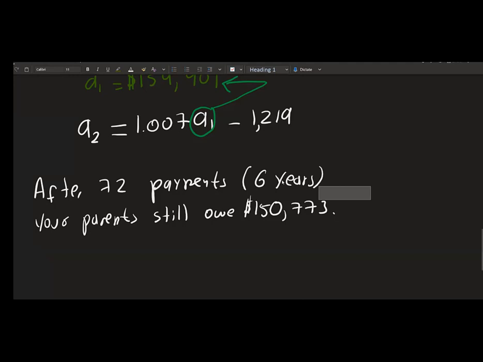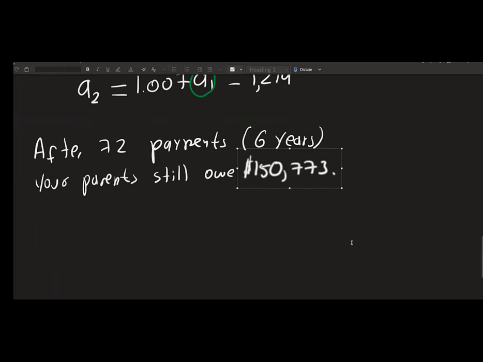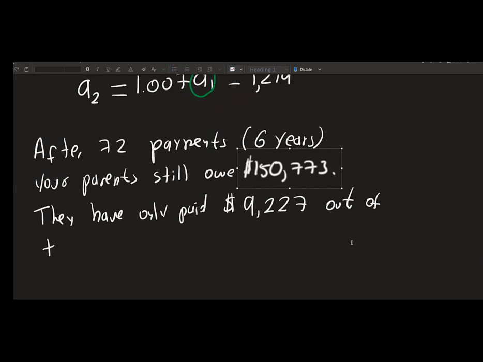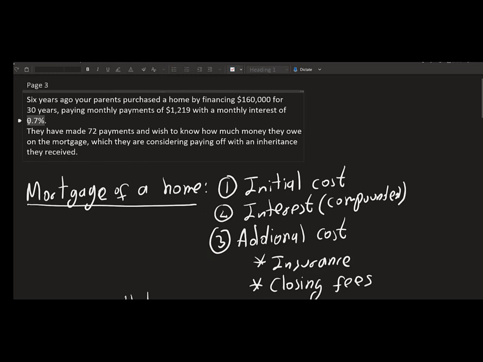I just want to point out something beyond what the problem says. After 6 years, how much have they actually paid of the house? The loan that they took was initially $160,000. They only paid a little bit less than 10,000. If you take the difference, it is $9,227 out of the $160,000 that they owe. I'm not exaggerating here. This 0.7% is not that high an interest.